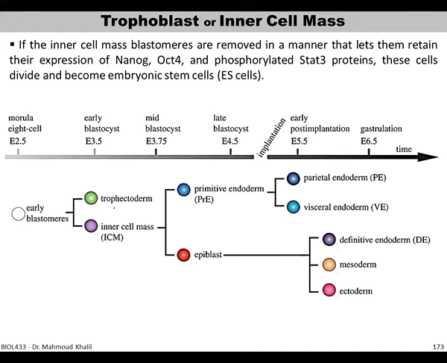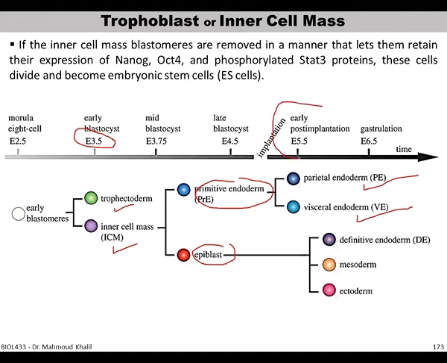In the early blastocyst stage, E3.5, you have two types of cell, either trophectoderm or inner cell mass. Once started, this inner cell mass becomes differentiated into primitive endoderm and epiblast. Soon after that, after the process of implantation, by stage E5.5, early post-implantation, the primitive endoderm is differentiated into parietal endoderm and visceral endoderm, while the epiblast just before gastrulation is differentiated into definitive endoderm, mesoderm and ectoderm.